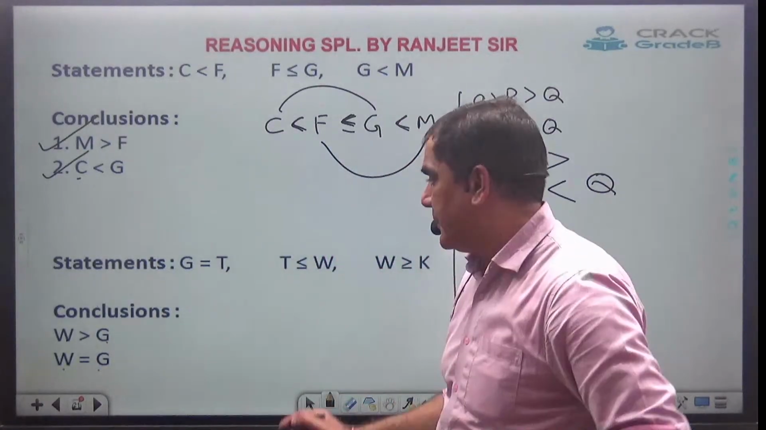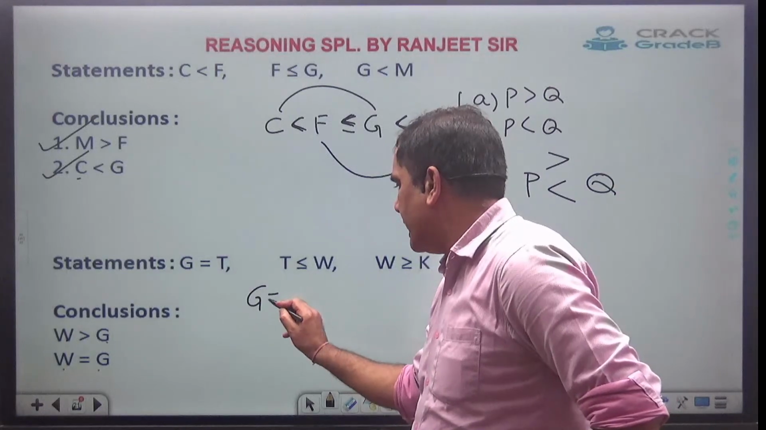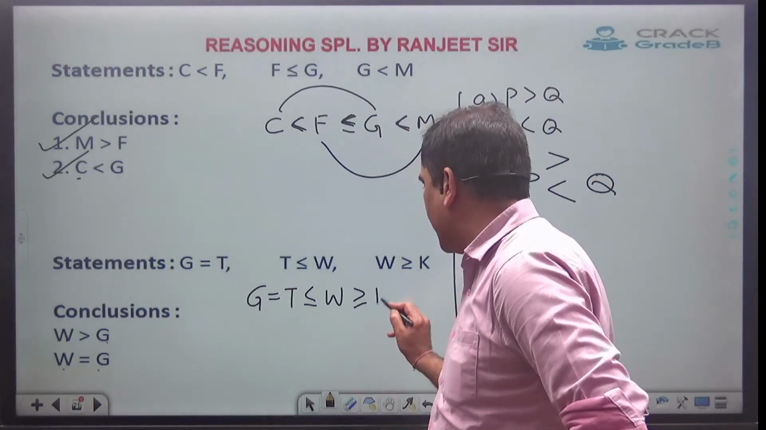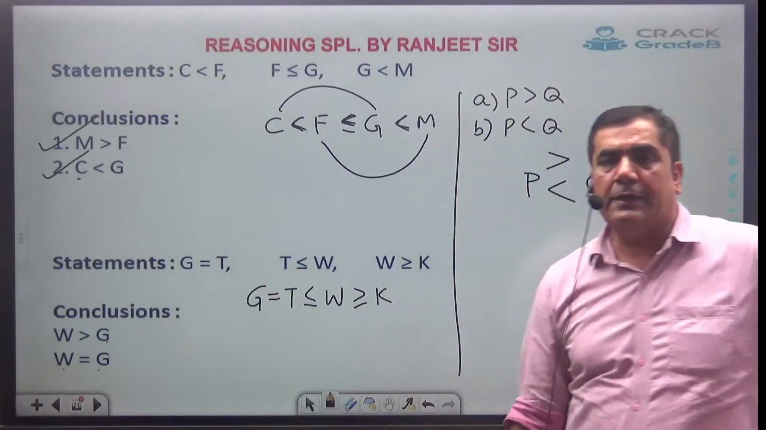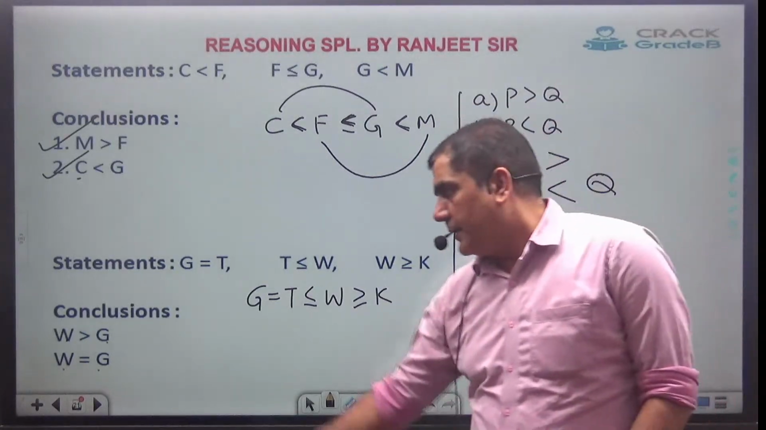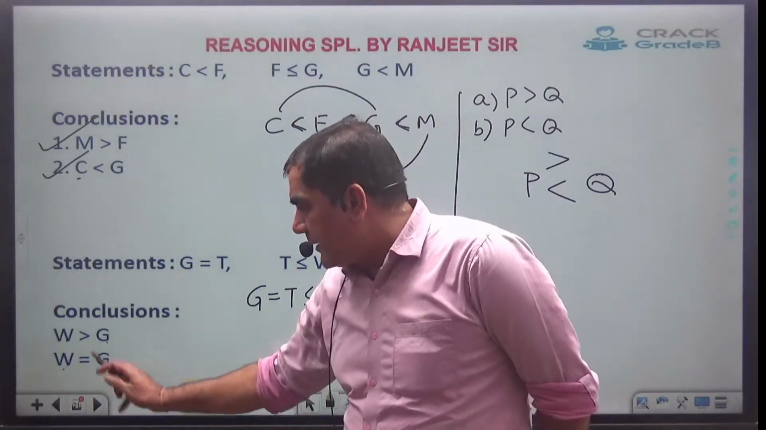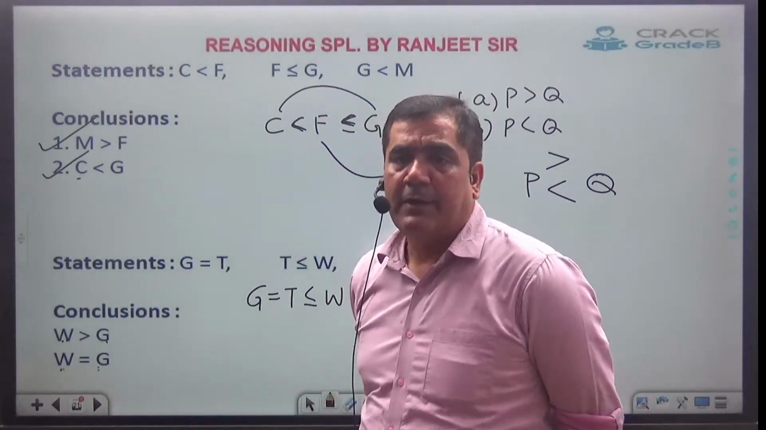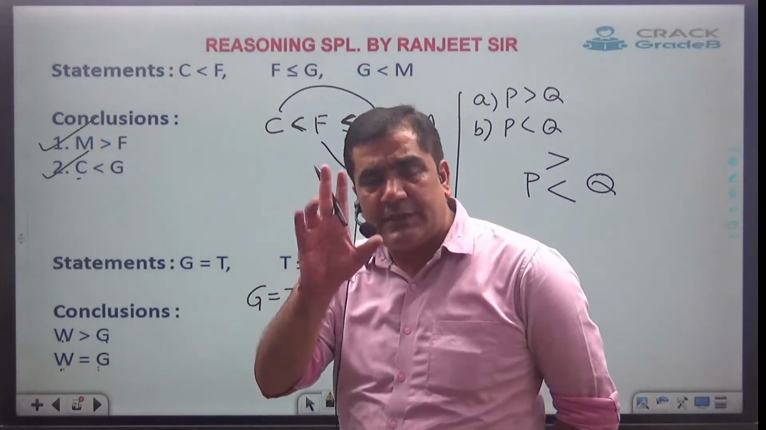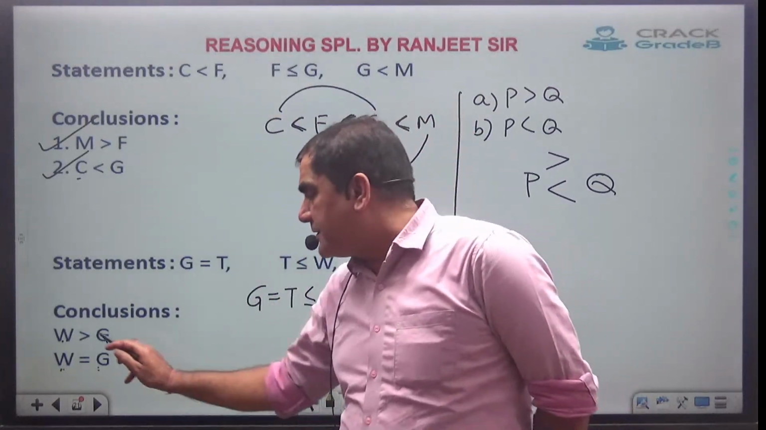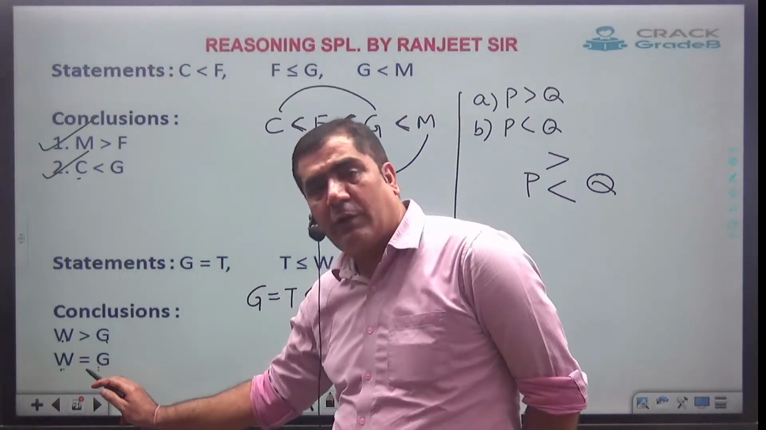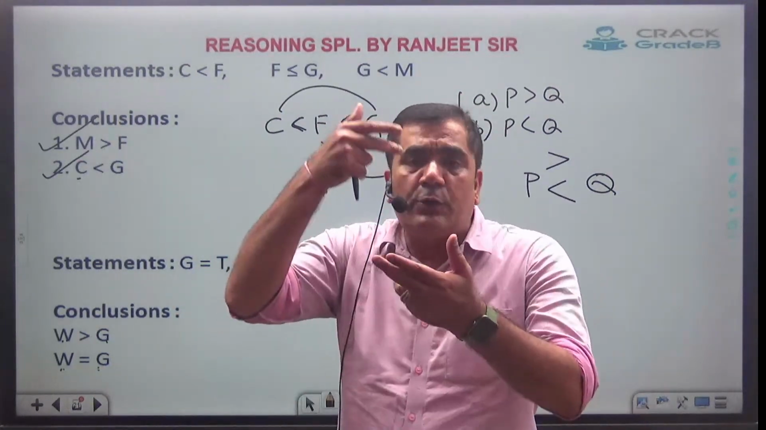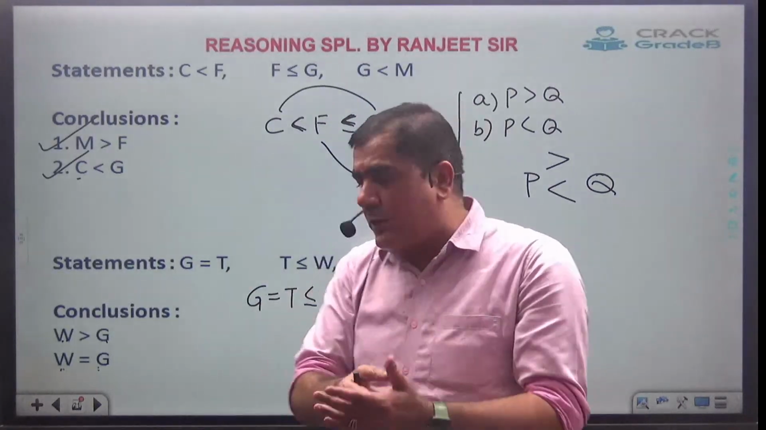So let's combine. G will have T, T will have W, and W will have K. Clear? Now, here both the variables are the same, WG and WG. In between I can see only two faces: first is towards W, second is equal to. Equal to is there, so either-or can be possible.